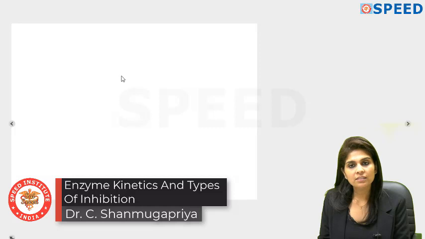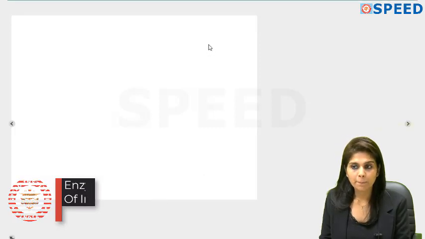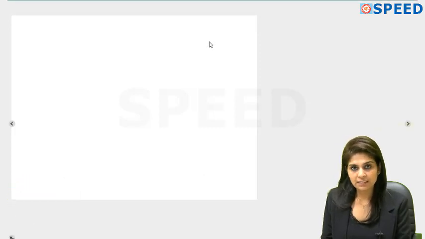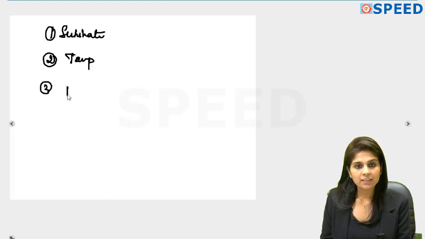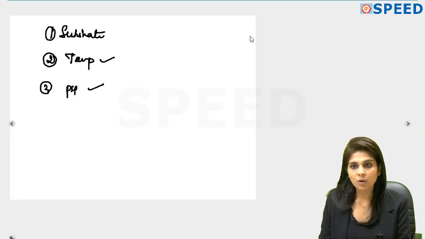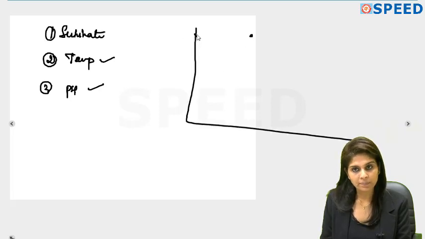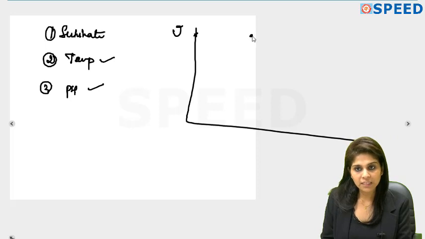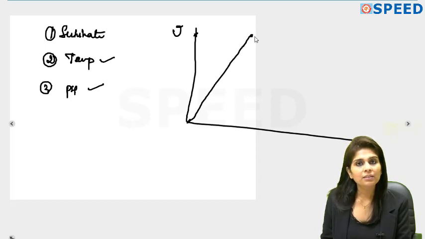So let's now discuss factors affecting enzyme action. There are three factors which affect enzyme activity. The first one is obviously substrate concentration, the second one is temperature, and the third is pH. And as far as temperature and pH are concerned, in both cases, for every enzyme there will be an optimum temperature or an optimum pH at which the enzyme activity will be maximum, and on either side the activity will be low. So it will be a bell-shaped curve.